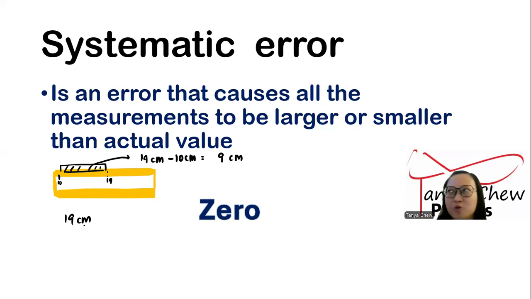And sometimes, especially when we are using an analog ammeter or analog voltmeter, the needle is supposed to be at the zero mark, but sometimes the needle is below the zero or above the zero. That is called systematic error. Or with a micrometer screw gauge, the zero mark on the main scale is supposed to coincide or form a horizontal line with the zero mark on the thimble scale. But due to zero error, sometimes they don't meet. That is called systematic error.